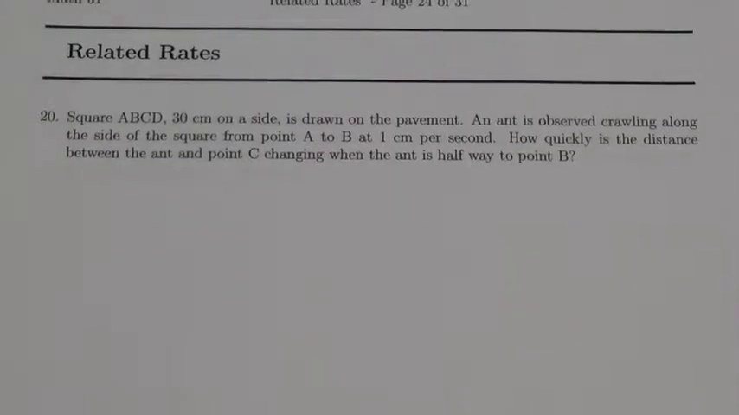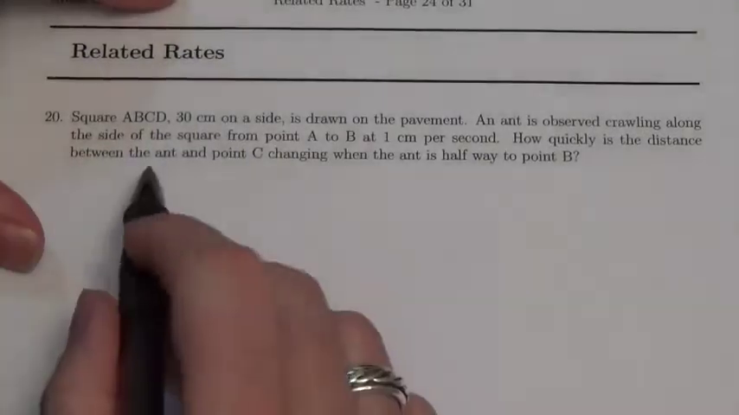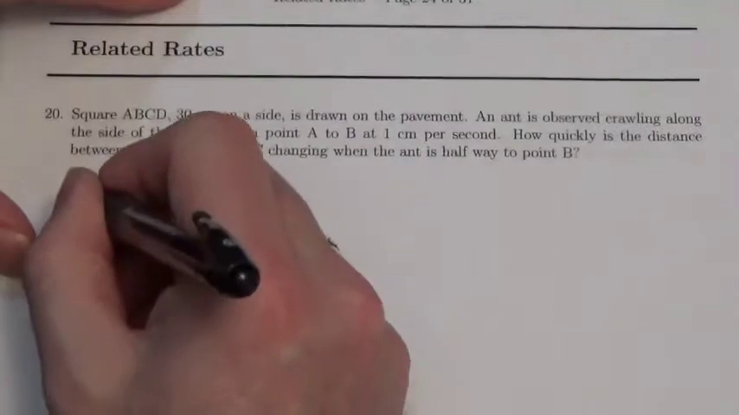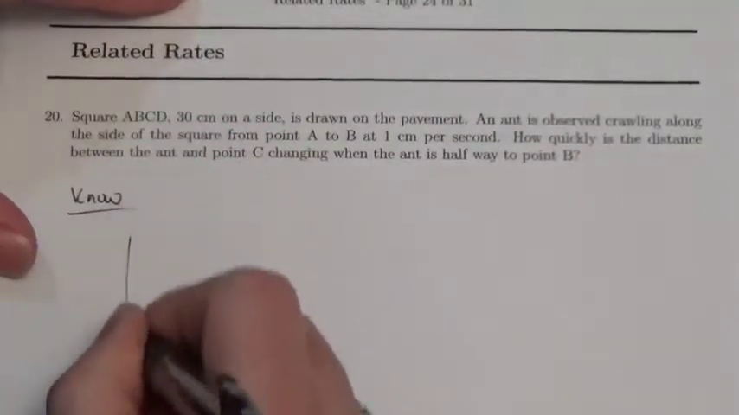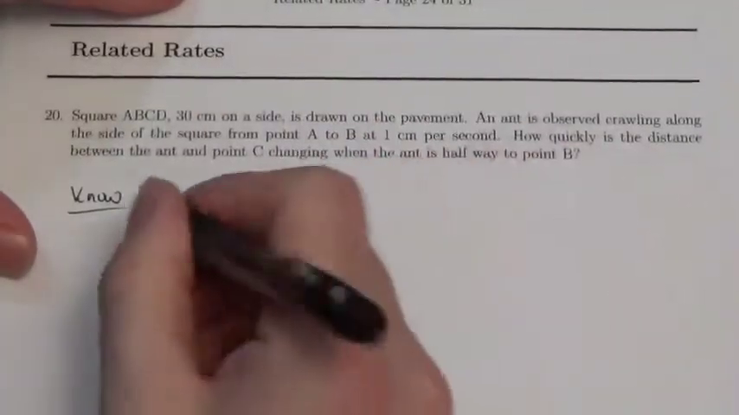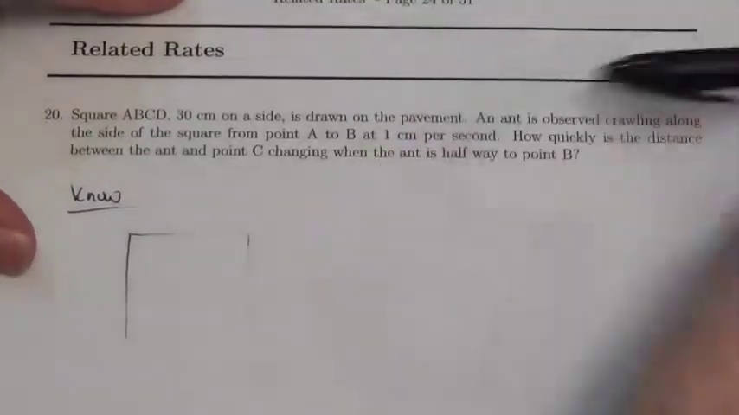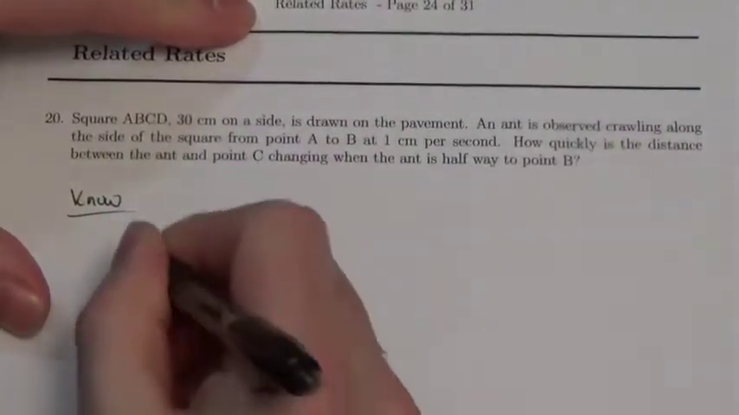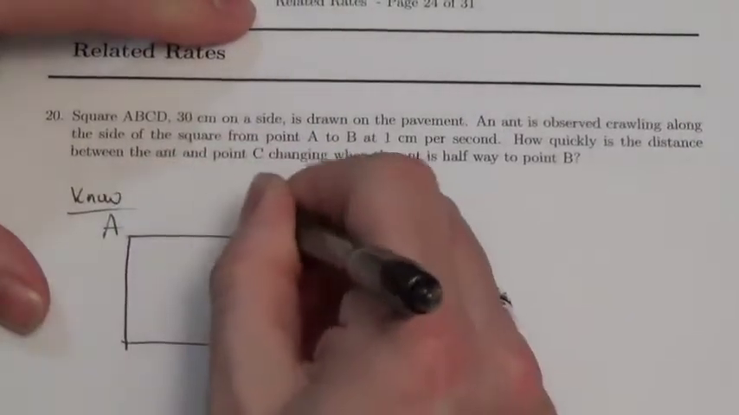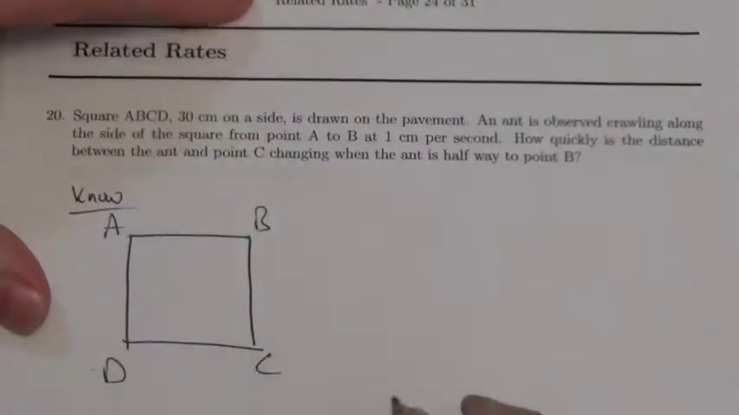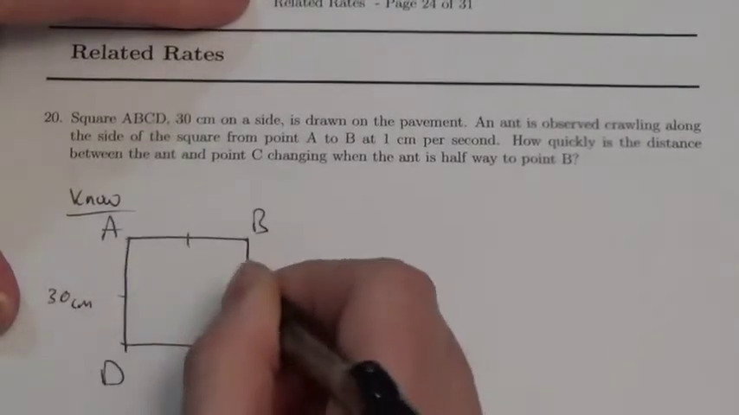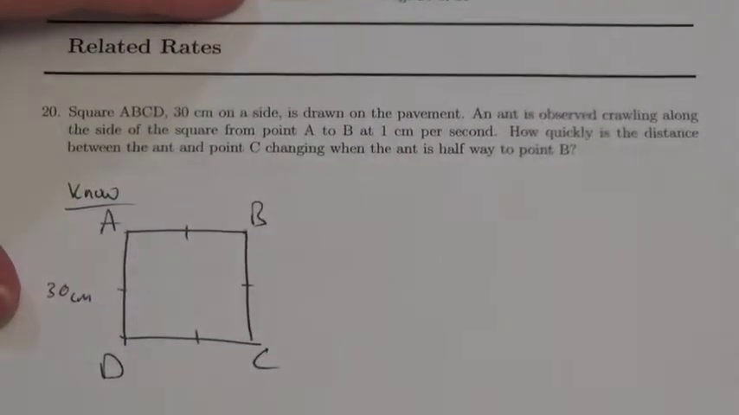Okay. So in this related rate question, we read that square ABCD is 30 centimeters on a side. Let's just start drawing that. Here we go. So A, B, C, D. And it's 30 centimeters on a side, so 30 centimeters. That's going to be the same on all four sides there.